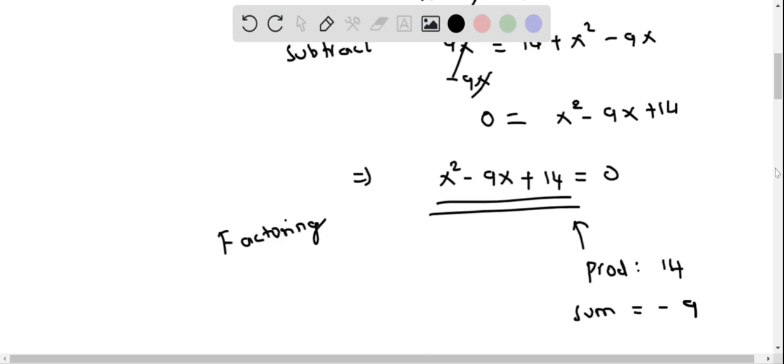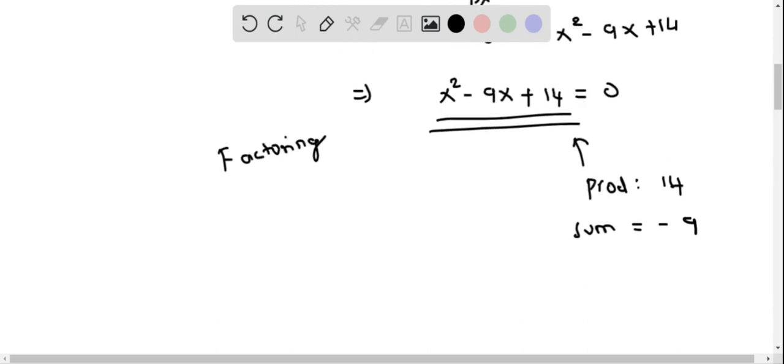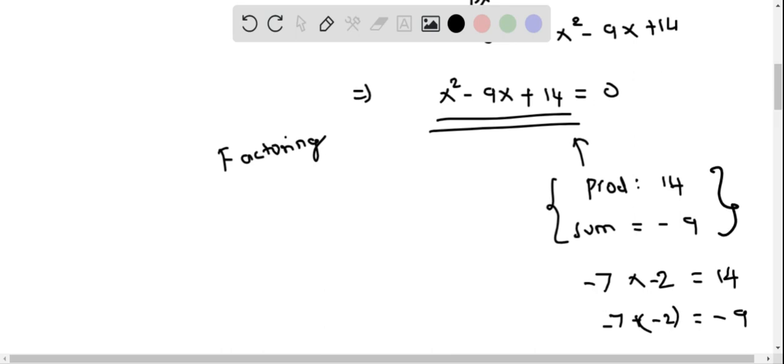So basically we just have to find two numbers such that their product is 14 and the sum is negative 9. Let's consider 7 and 2. When we multiply these two numbers, we get 14. But when we add these two numbers, that is 7 plus 2, we get positive 9. So I'm going to add a negative to these two numbers so that I still get this satisfied. So minus 7 times minus 2 is 14, and also minus 7 plus minus 2 is equal to minus 9. So this is satisfied, and the numbers we get are minus 7, minus 2.